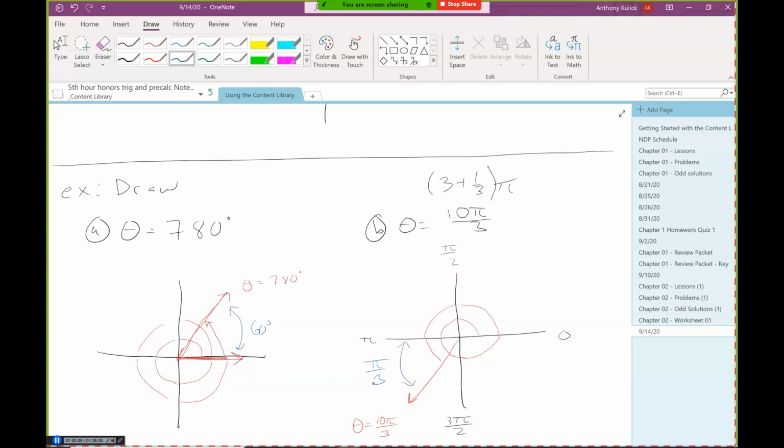What do you guys feel okay about drawing these pictures? Okay. Again, if we need to do some more practice on this later as we get going, let me know and we can always come back and do some more. Okay?